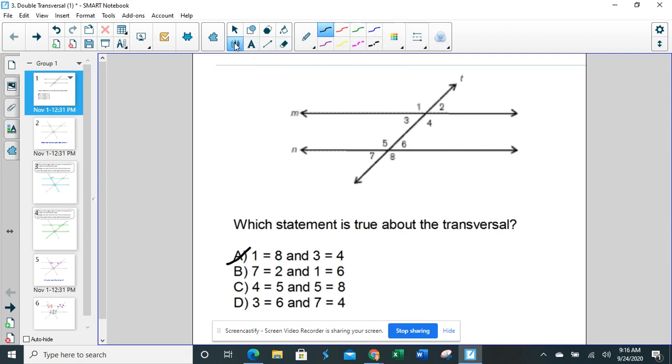All right. Let's take a look at the second choice, 7 equal to 2. So that's looking at 7, looking at 2, 1 and 6. By looking at this one, I can see that 7 is equal to 6 because they are vertical, and 6 is equal to 2 because they are corresponding. But as far as 6 being equal to 1, if 6 is equal to 2's measure, then it cannot be equivalent to the one that forms the straight line with it because 1 and 2 are in a supplementary relationship. So that means this answer choice is also out.